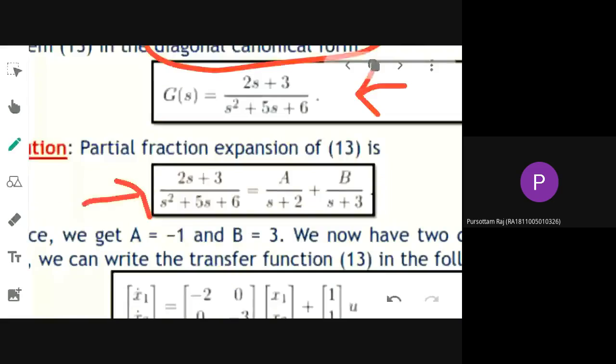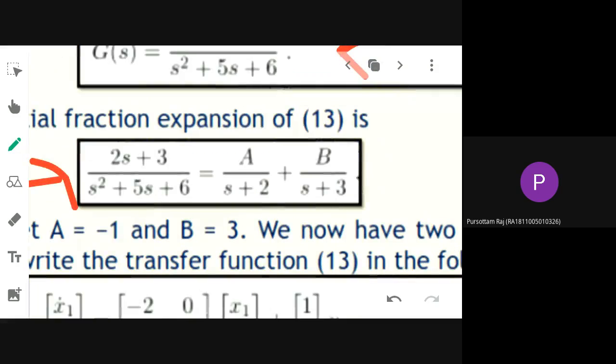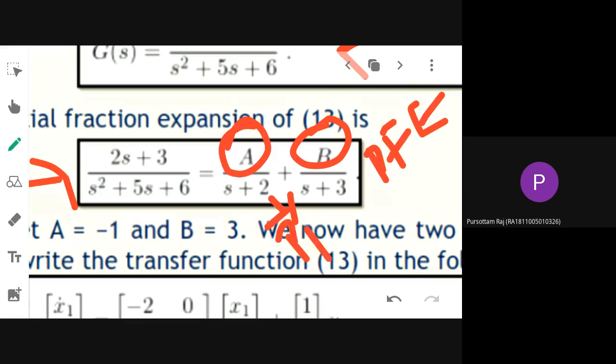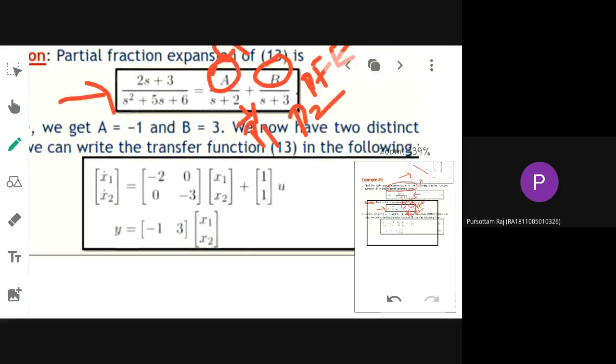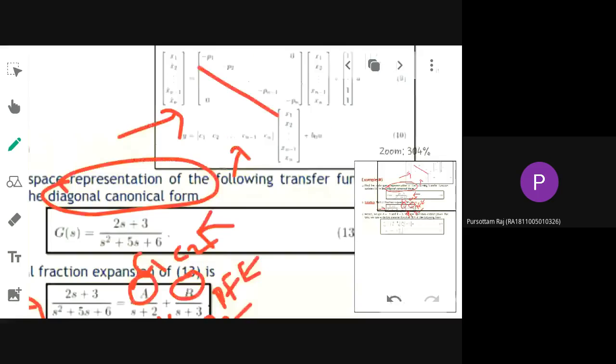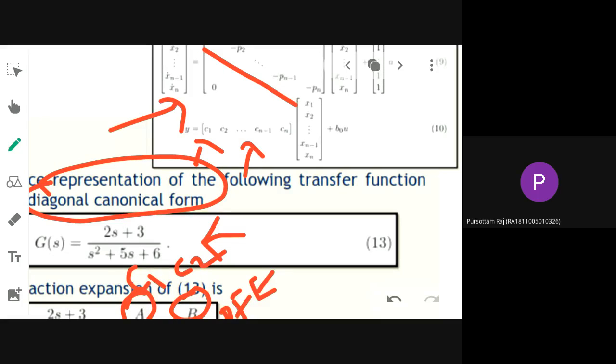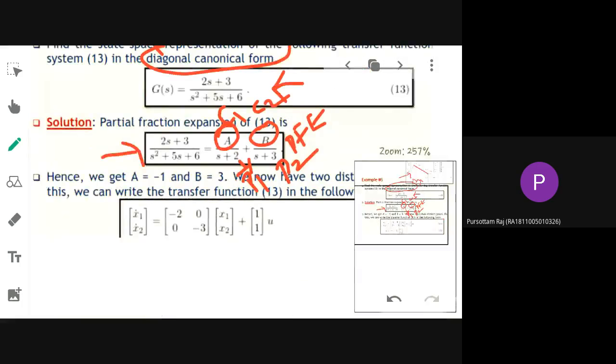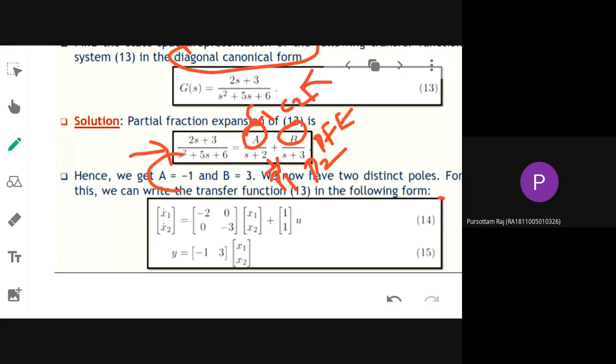Now this is your transfer function for which you are taking partial fraction expansion. Then you are finding constants A and B, and these are nothing but C1, C2, with poles p1, p2. After finding this, you substitute all these things in the given formula. Here, in place of C1, C2, you substitute the constants A, B. A is minus 1 and B is equal to 3. So the C matrix is thus done.